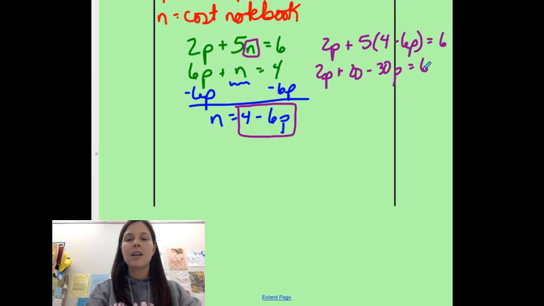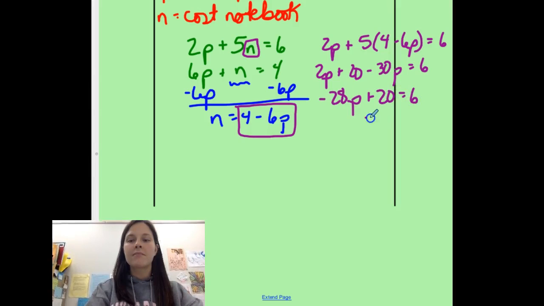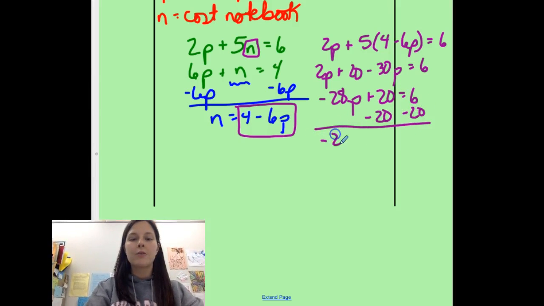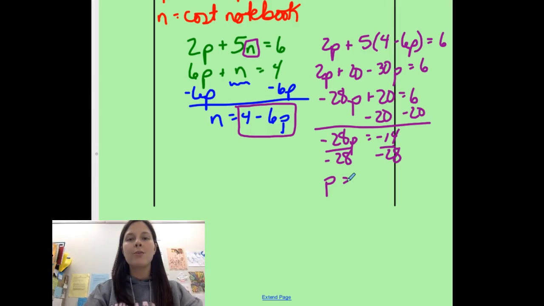Combining our like terms, 2p minus 30p is -28p. We still have that plus 20. Subtracting 20 from both sides. -28p equals -14. And dividing both sides by -28. We do get a decimal on this one. We don't write money in terms of fractions. When you divide -14 by -28, you get 0.5.